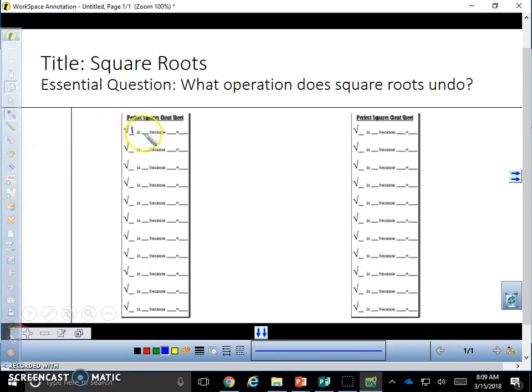Square root of 1 is 1 because 1 times 1 is 1. Actually, the square root of 1 is plus minus 1, because positive 1 times positive 1 is positive 1, and negative 1 times negative 1 is positive 1. The square root of 4 is our next one. The square root of 4 is plus minus 2, because 2 times 2 is 4.